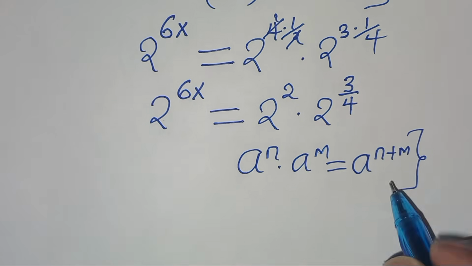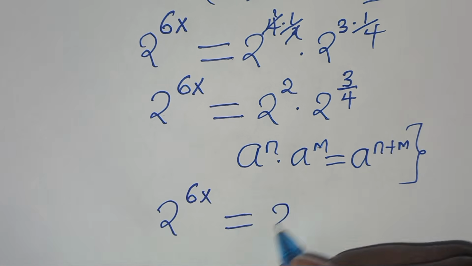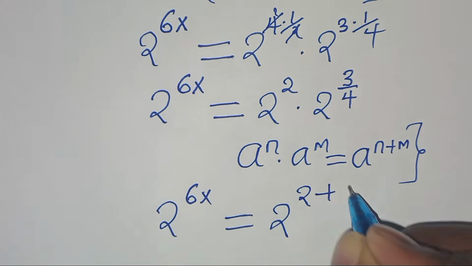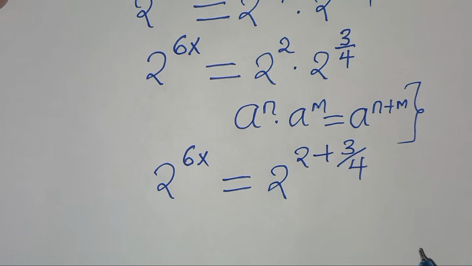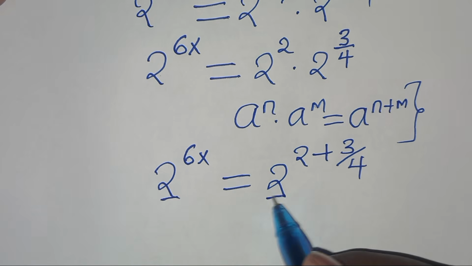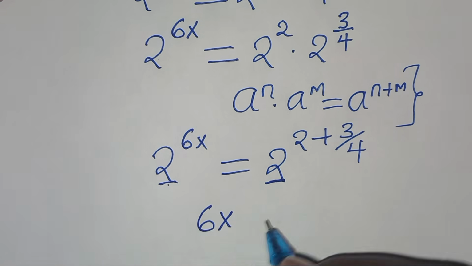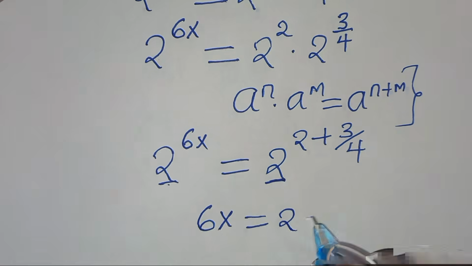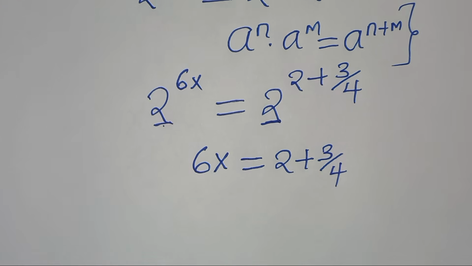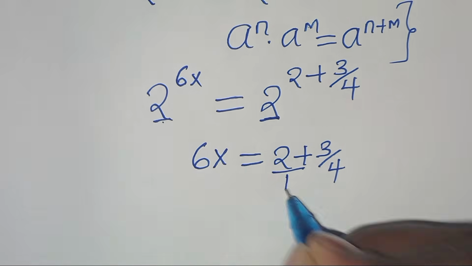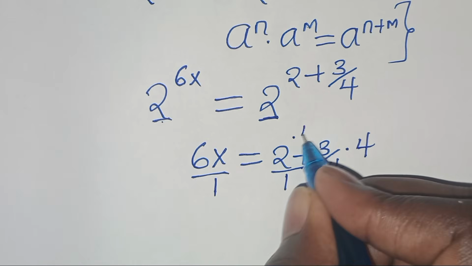Applying this exponent property, then we have 2 to the power of 6x. This is equal to 2 to the power of 2 plus 3/4. Now, since the bases are common here, we have that 6x is equal to 2 plus 3/4. So we have 2 is a whole number, so this is over 1. The LCM is 4, so let's multiply everything here by 4.